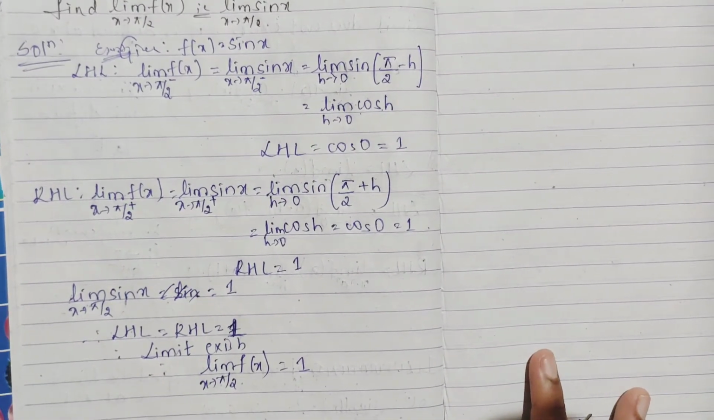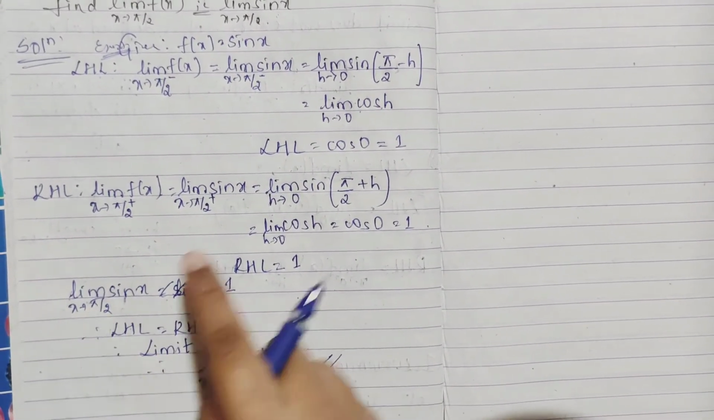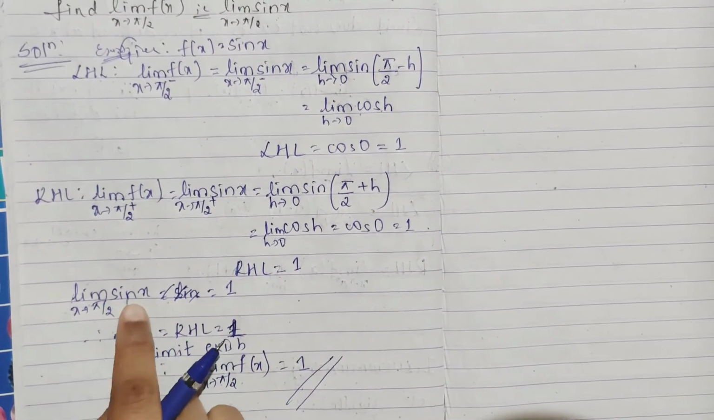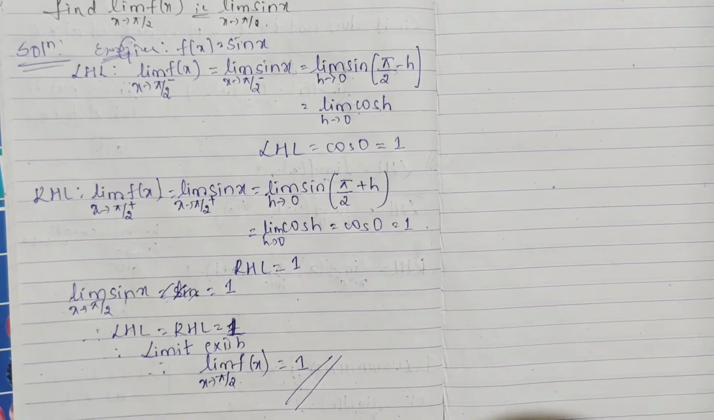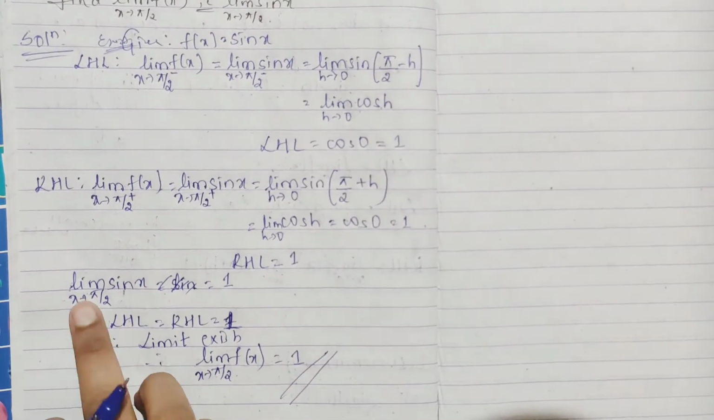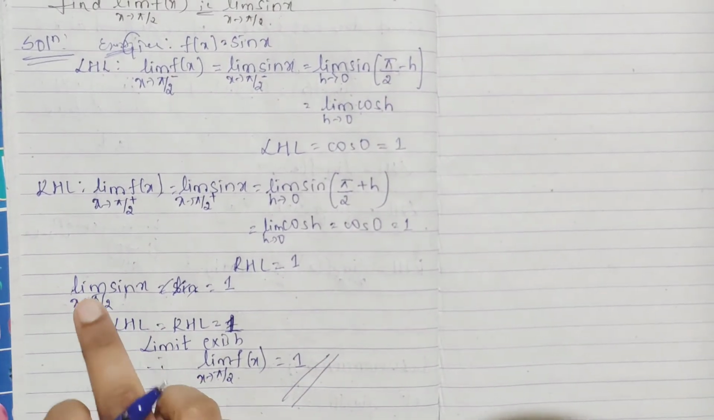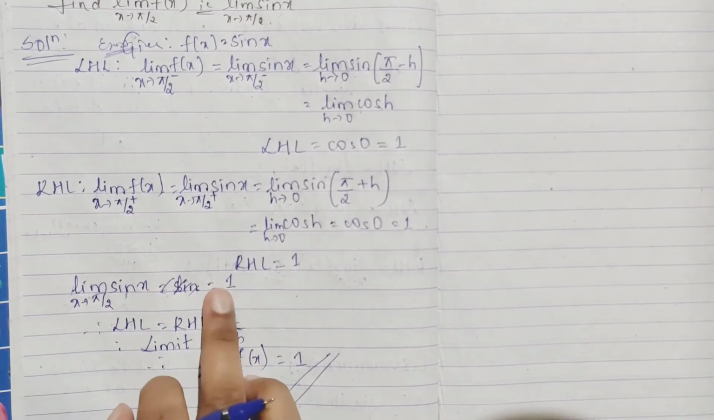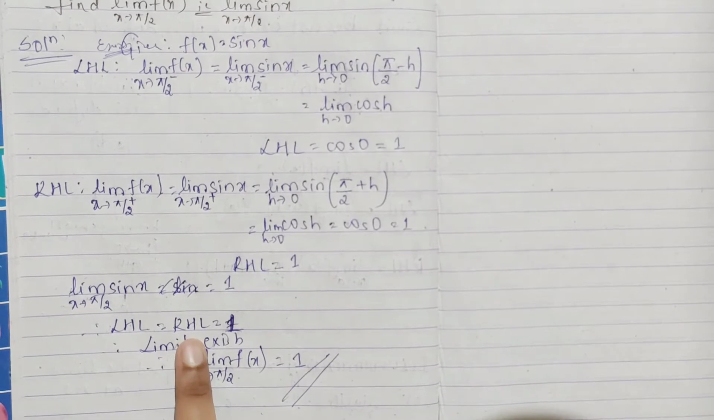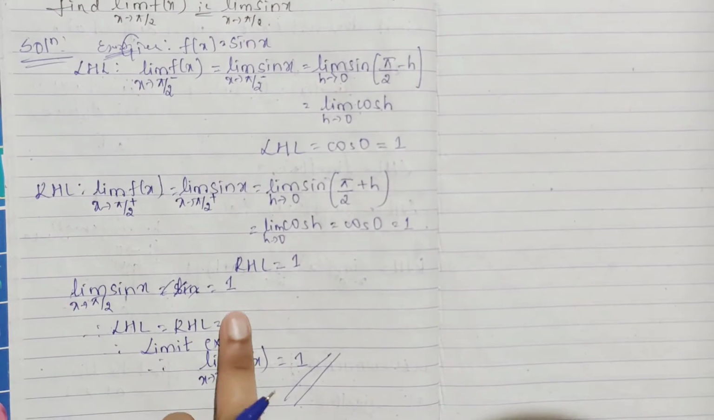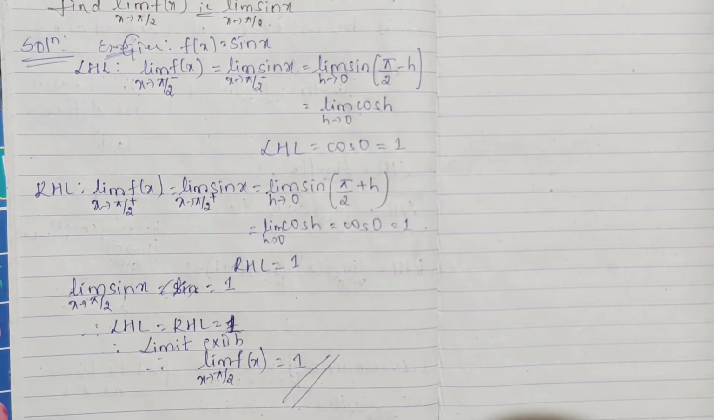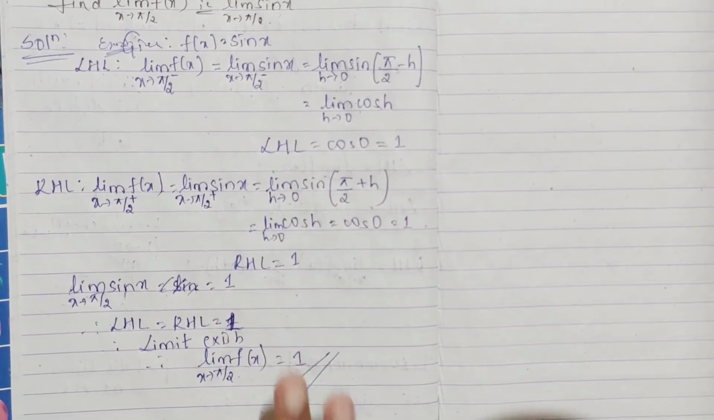When LHL is equal to RHL, you will get a common value. For the common point you also check it by directly substituting, not finding LHL and RHL, directly substituting where x is approaching. Like this you are getting the common value also. So LHL is equal to RHL is equal to 1. It is also equal to f of x. So your limit exists. I hope it is clear how you have to find LHL and RHL for the existence of limit.